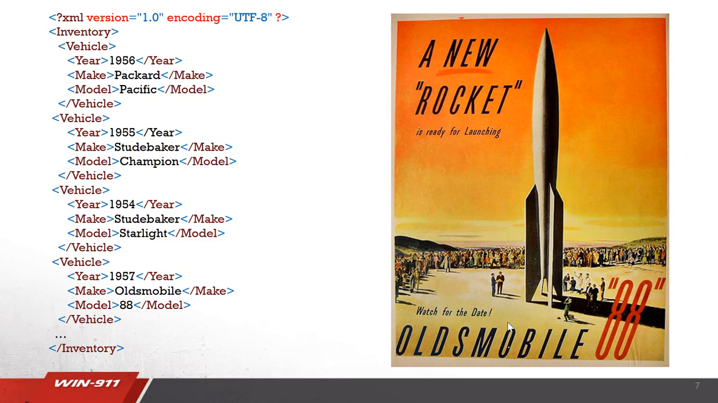It just says that this is XML. And then you see the first extensible item, which is inventory. We're defining what an inventory is. An inventory is a collection of vehicles. Then we see a vehicle tag, and we're defining again what a vehicle is. A vehicle is a collection of a year, make, and model. And then each vehicle in this collection has those details expressed as strings, a serialized representation of their year, make, and model. So I've got a 1956 Packard Pacific, a 1955 Studebaker Champion, a 54 Studebaker Starlight, a 57 Oldsmobile 88, and so forth in my collection.